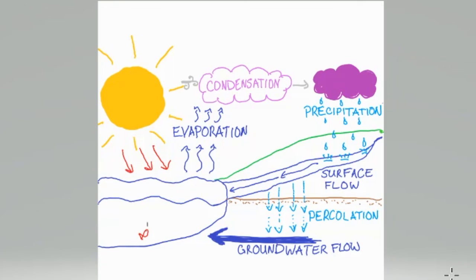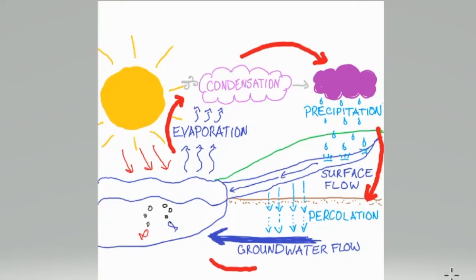Water is always moving from one place to another in the water cycle. And the actions that help water move are now here on our page. Evaporation, condensation, precipitation, surface flow, percolation, and groundwater flow. It's a cycle, a water cycle.